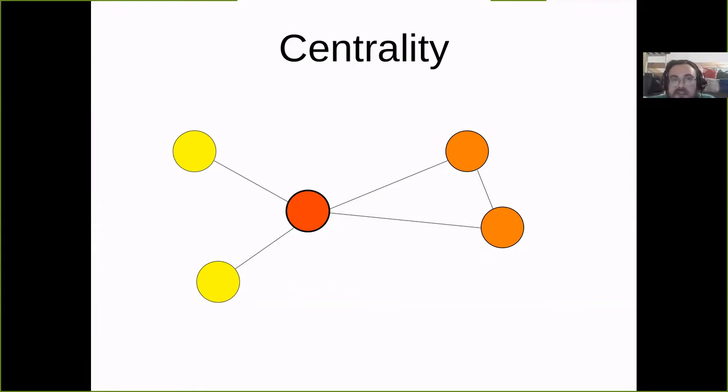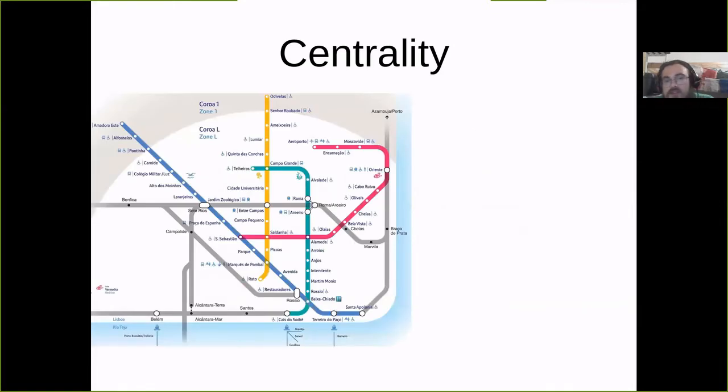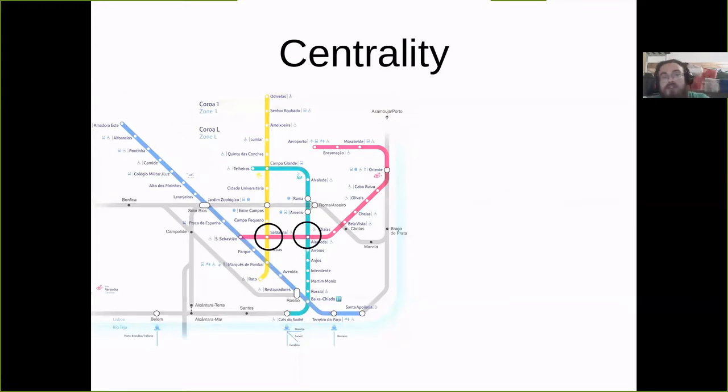So to give a more familiar example again, we think back to this transportation network, the nodes with the highest centrality would be central interchange stations like this. If you've ever tried to get across Lisbon, you're always going through these stations. So that's proof of concept.